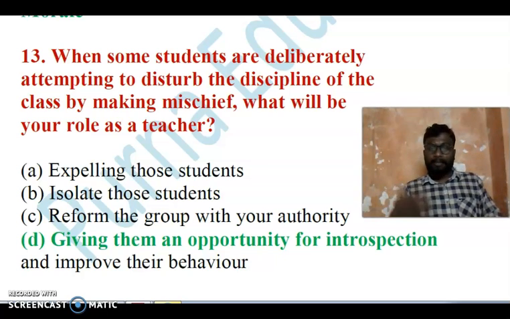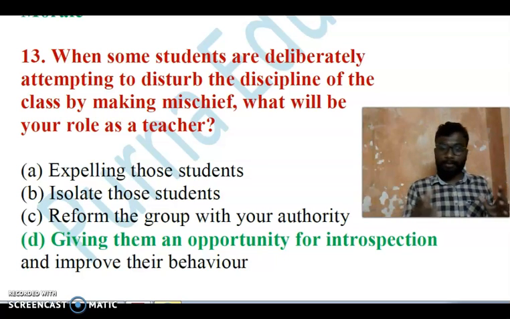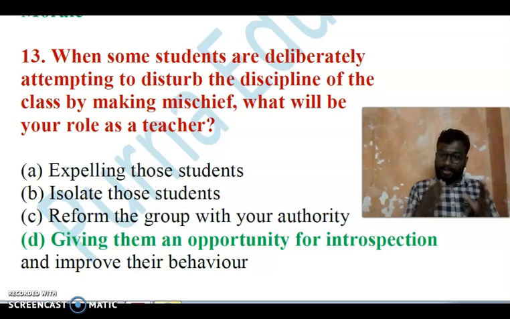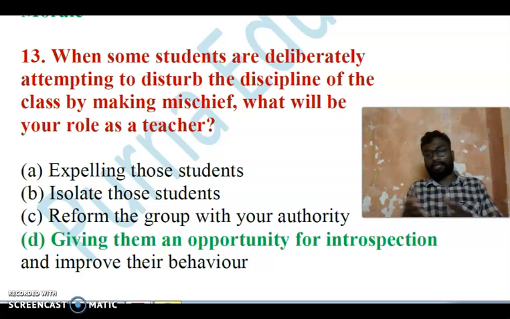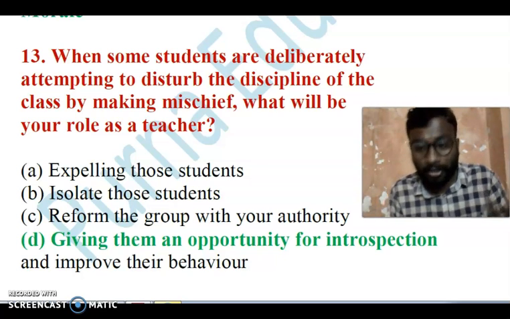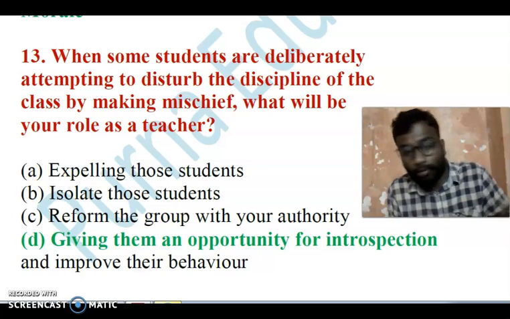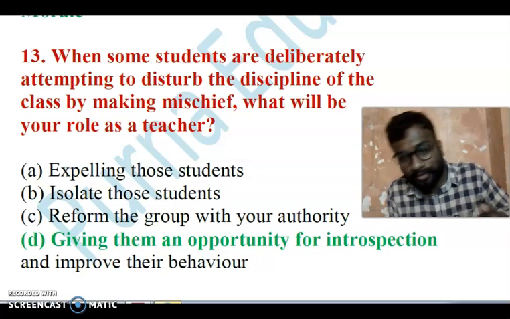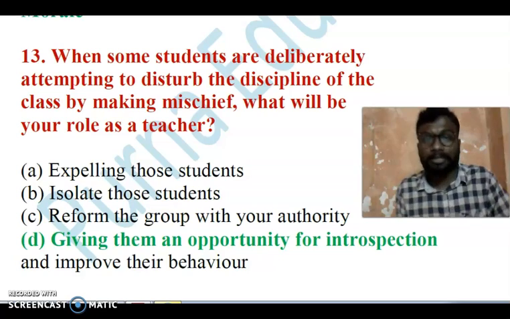When some students are deliberately attempting to disturb the discipline of the class by making mistakes, what will be your role as a teacher? The role, when some students are deliberately attempting to disturb the discipline of the class, is giving them an opportunity of introspection and to improve their behavior. Whenever a teacher gives an opportunity for introspection and improvement of behavior, there is scope of getting a good amount of discipline among the students, and there is no scope for mischief. So automatically the students will get into good discipline, right?